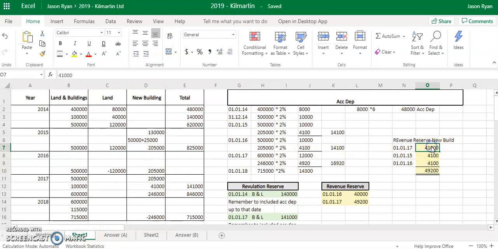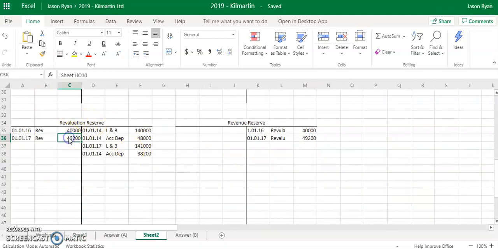So we went here, 41,000, which is to revalue 2017. And then 2 years of depreciation, 4,100 and 4,100. So that's 49,200 going to the revaluation reserve. So you're going to debit the revaluation reserve with that figure, 49,200, and credit your revenue reserve with 49,200 because we sold the asset. The last thing then is to do the revaluation part.